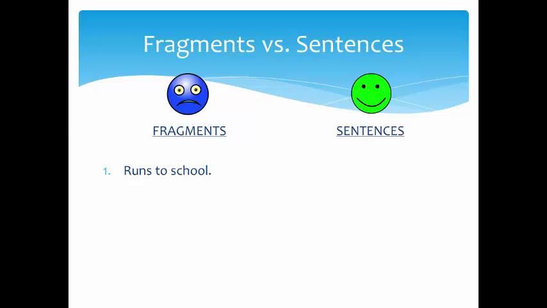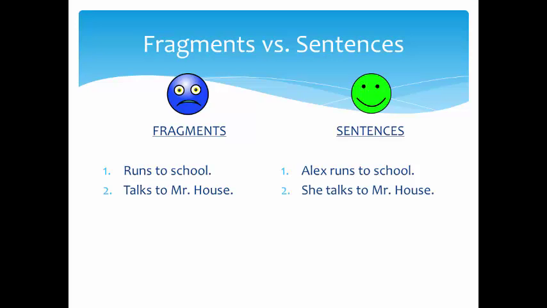Number 1, runs to school. That is a fragment. Alex runs to school is a sentence as you've added a subject. Number 2, talks to Mr. House. This is a fragment. But if you add she talks to Mr. House, it becomes a sentence.